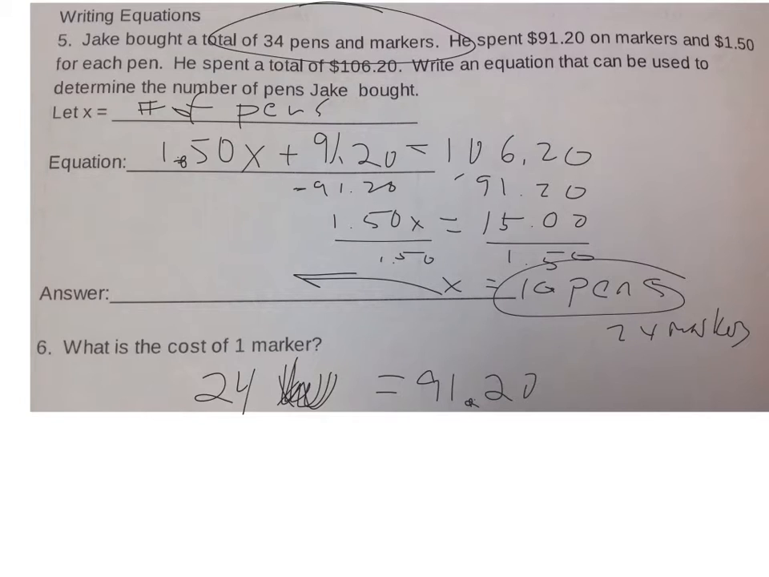Okay? So now if I'm going to get w here, I'm going to go ahead and divide by 24. And if you do $91.20 divided by 24, you end up getting $3.80. So that's how you do that. Let's go to the next one.